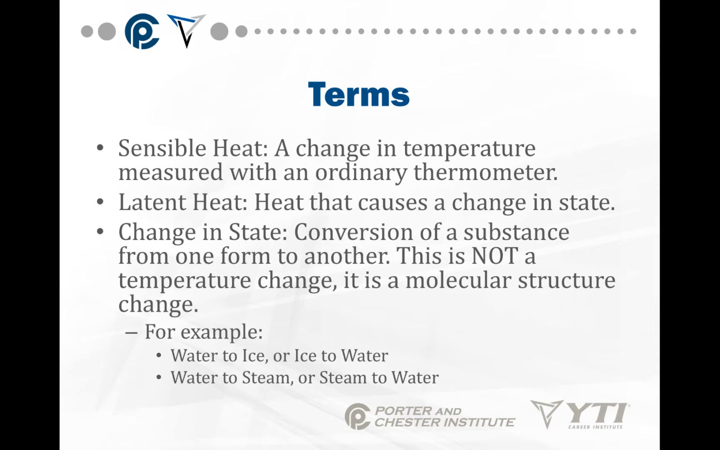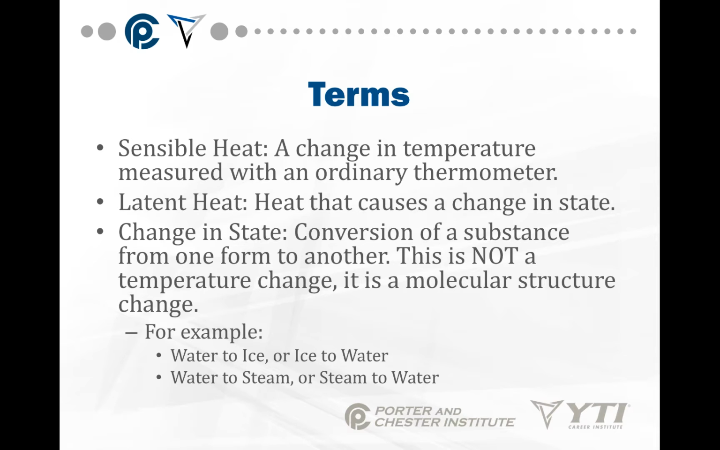Then we move on to some heat terms. Sensible heat is a change in temperature that you can measure with an ordinary thermometer. So when you say the room is warmer, or the room is 72 degrees, that is sensible heat. Latent heat you cannot measure. Latent heat is the heat that causes a change in state. In other words, when I melt 32 degree ice and it becomes 32 degree water, there's a point at which it has just changed state, moving from a solid to a liquid at the same temperature. The amount of BTUs required to make that change is what causes the change in state.